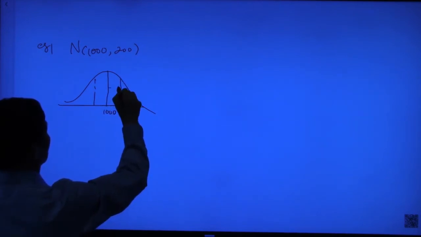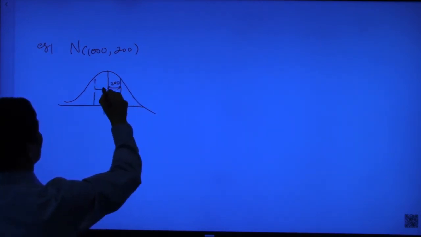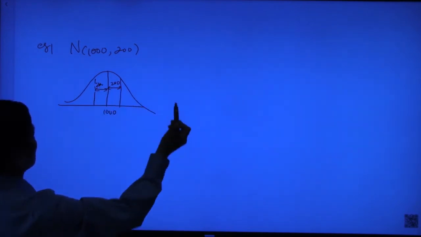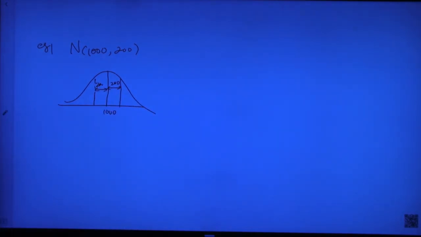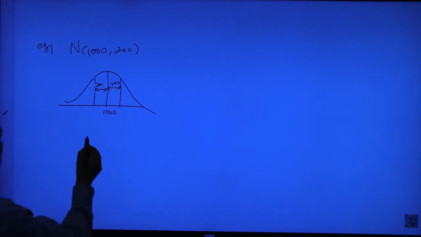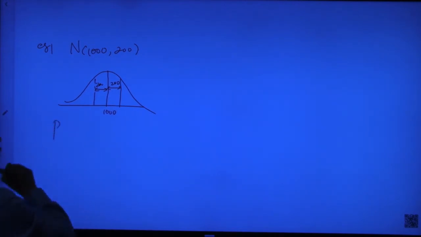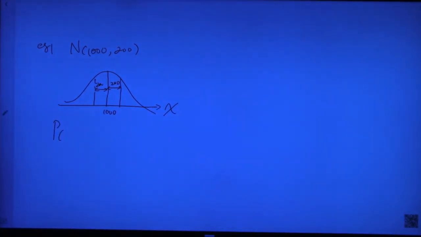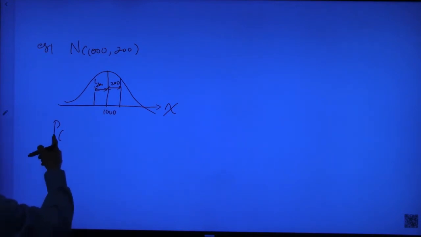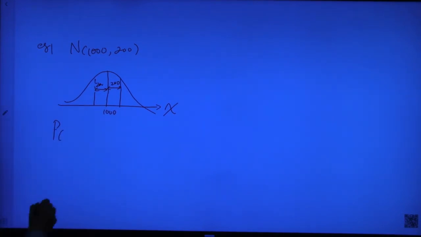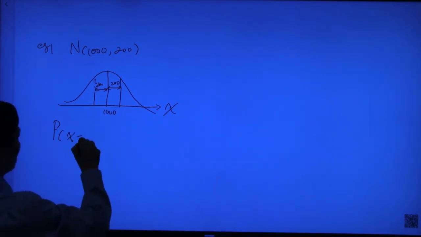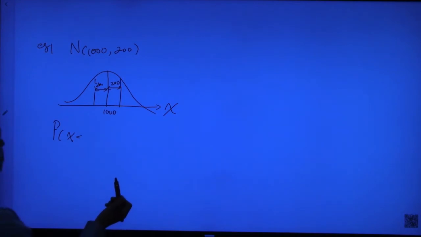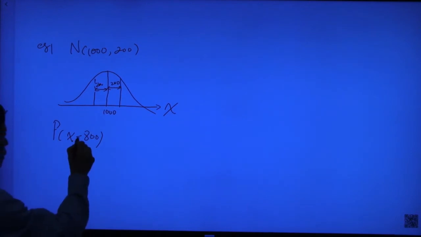So this is 200, and this is 200, 200, and so on. What I want is, for example, to find the proportion. Suppose this variable is represented by x, and I want to know what is the proportion, represented by p, that data x is less than, for example, 800. Whether it's less than or equal to doesn't matter.